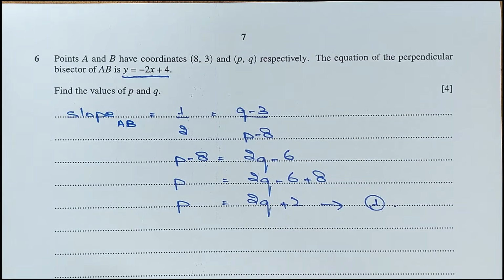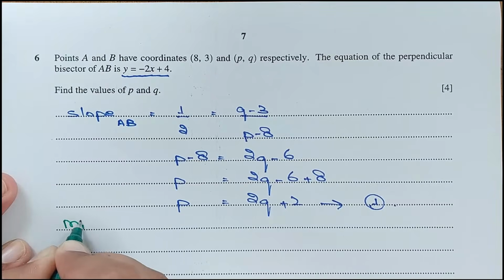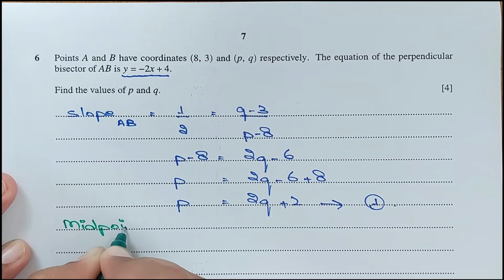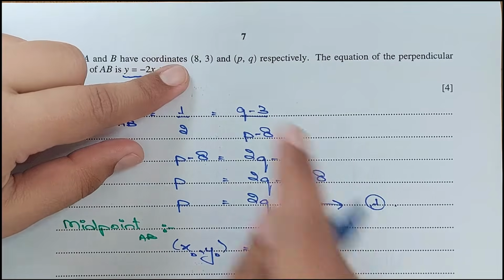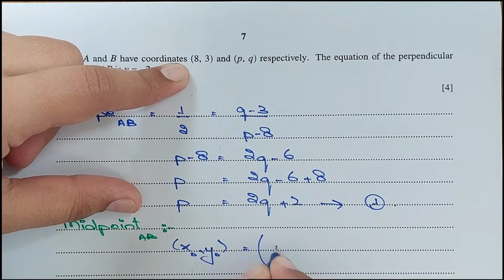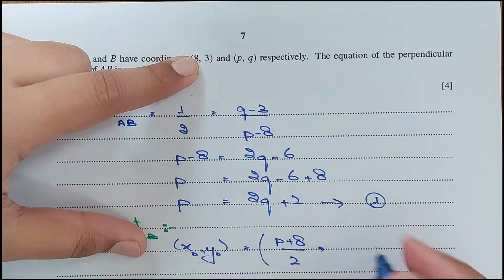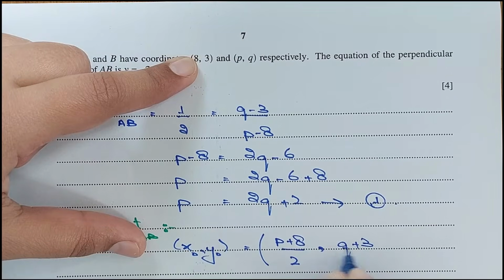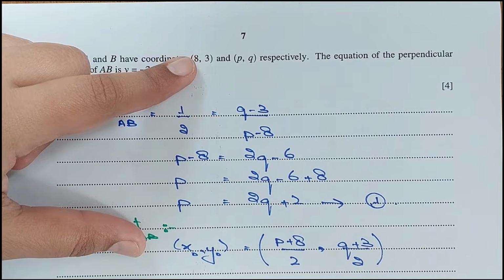And for the perpendicular bisector, we need the midpoint of AB, right? So for the midpoint of AB, we can say the midpoint is x0 and y0, right? And this would be equal to the sum of the x components divided by 2, which is p plus 8 divided by 2, and the y component, q plus 3 divided by 2. So x0 is p plus 8 by 2 and y0 is q plus 3 by 2, right?